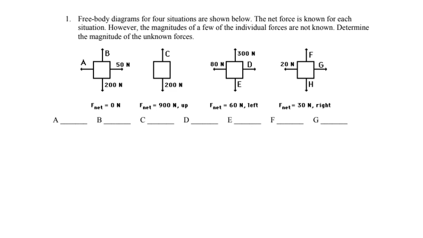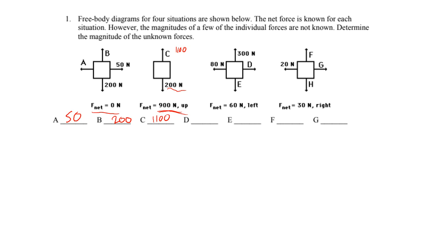Alright, so let's look at A. Now, since force net is 0, everything has to cancel out. So A is 50 and B is 200. Now, net is 900 up, so that means that C has to be 1100, because 1100, take away this 200, will be netted a 900 up.